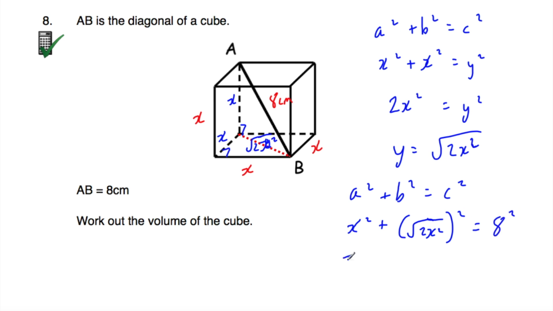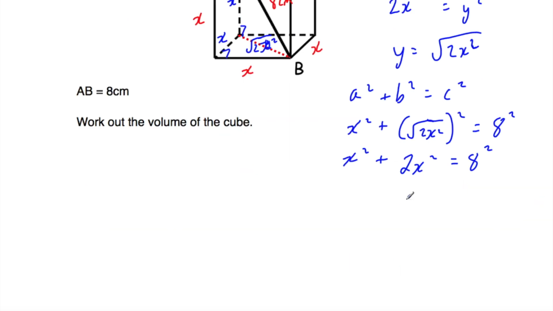Okay, x squared is just x squared. And then if we work out what we get if we square the square root of 2x squared, well, if you square root something and then square it, you're just going to get what's under the square root symbol, so that'll be 2x squared, and that's equal to 8 squared. Okay, so this is fantastic. We've now got an equation with x's in it and numbers, so we'll be able to work this out. So x squared plus 2x squared is going to be 3x squared, and that's equal to 8 squared, which is 64.